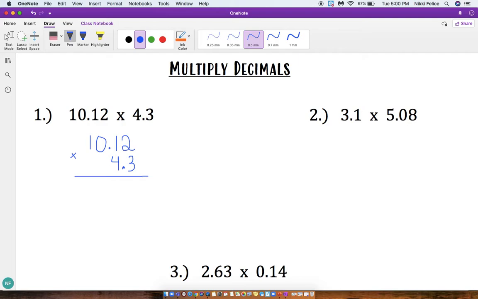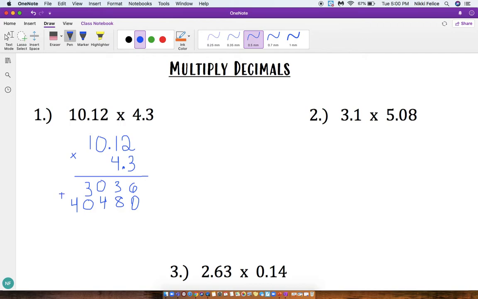First, we start with the 3, and we're going to do 3 times 2, which is 6. 3 times 1 is 3. 3 times 0 is 0. 3 times 1 is 3. Now we're going to multiply everything by the 4. First, I need to add that placeholder 0 here. Now I could do 4 times 2 is 8. 4 times 1 is 4. 4 times 0 is 0. And 4 times 1 is 4.